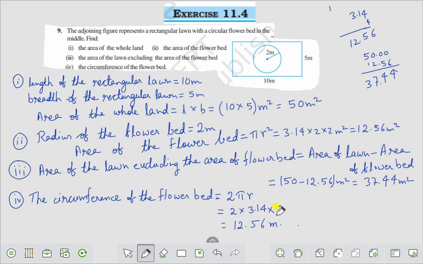Again you see that length of the rectangular lawn is 10 meter and breadth is 5. Therefore the area of whole land is length into breadth, that is 10 into 5, that is 50. The radius of the flower bed is 2 meter. Area of the flower bed is pi r square, that is 3.14 into 2 into 2, that comes to 12.56 meter square. Area of the lawn excluding the area of the flower bed is area of lawn minus area of flower bed, that is 50 minus 12.56, which comes to 37.44 meter square. The circumference of the flower bed is 2 pi r, 2 into 3.14 into 2, that is 12.56. Therefore the circumference of the flower bed is 12.56 meter.